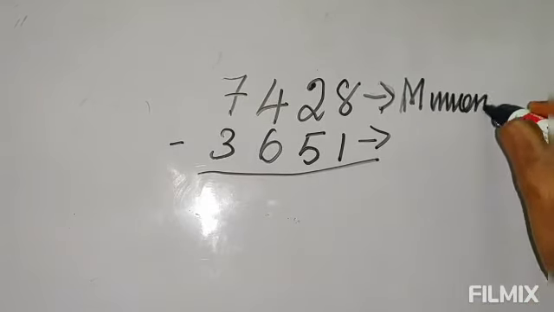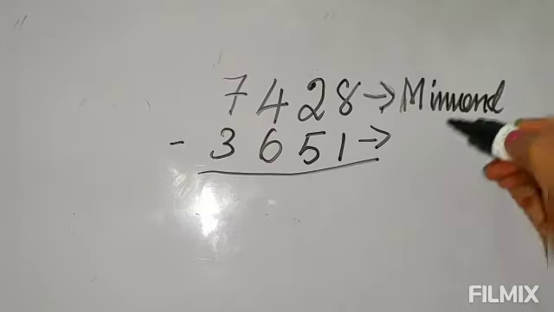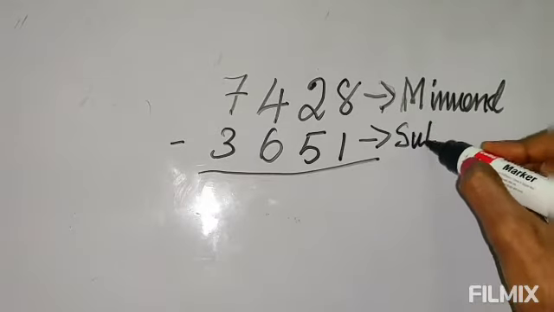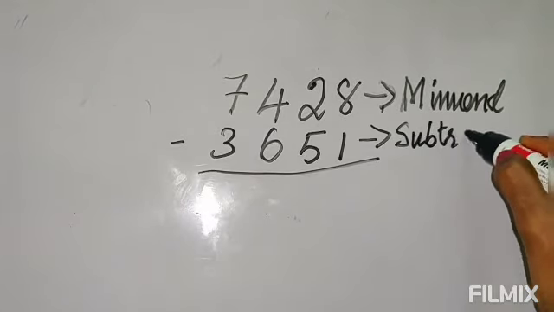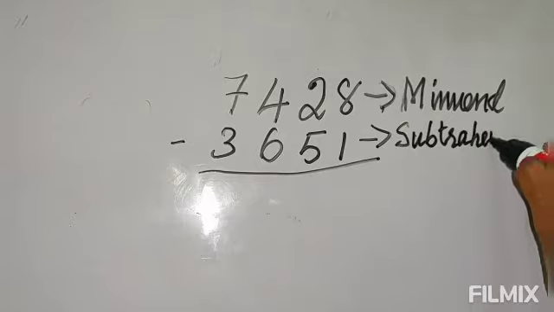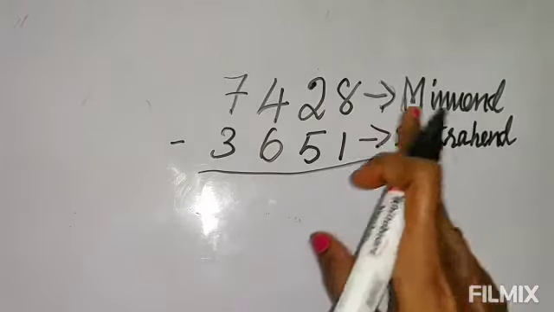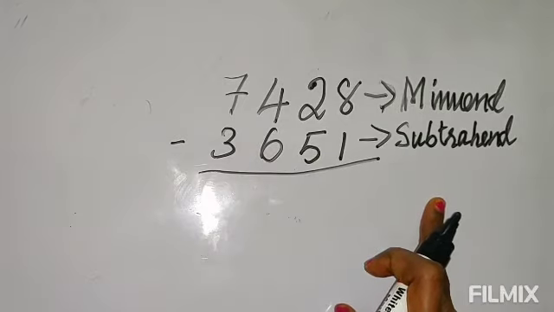Bigger number is called Minuend, M-I-N-U-E-N-D, Minuend, and the smaller number is called subtrahend. Okay, this you must know, Minuend and the subtrahend. Bigger number is called Minuend and the small number is called subtrahend.